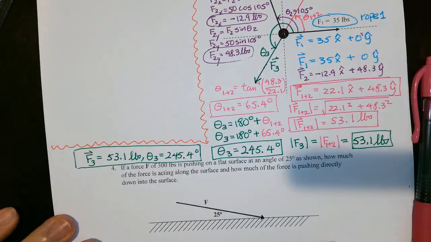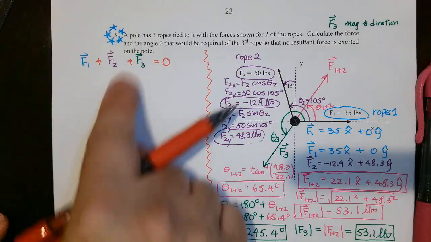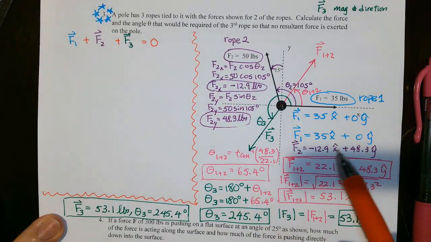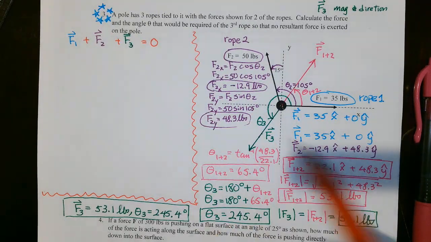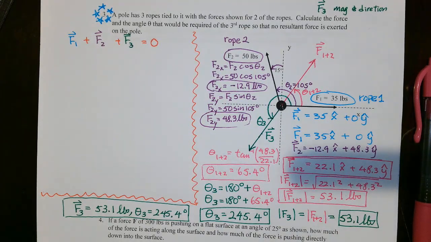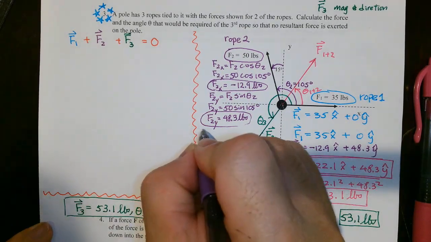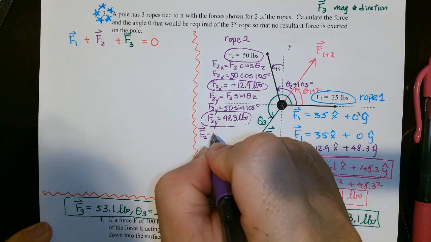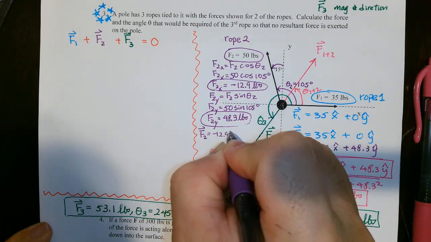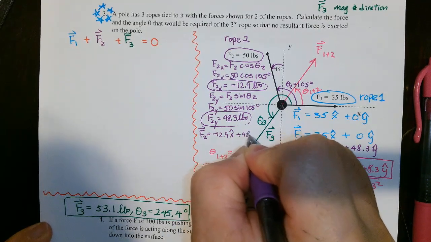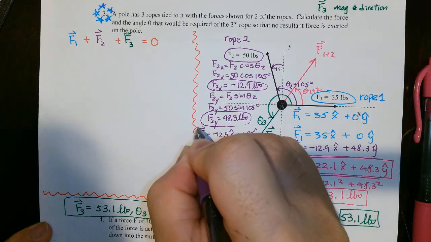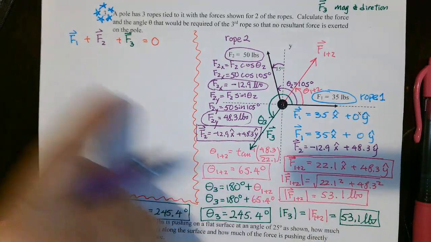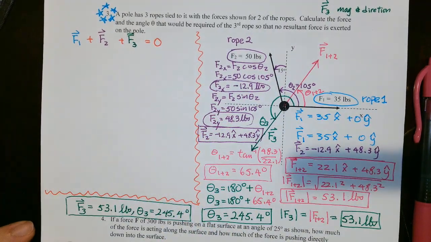All right. Another way would be, remember this? Once we find our components, we can actually use that. So you could say F2 is equal to like negative 12.9 x hat plus 48.3 y hat. So we can use this information that we found already and then do that.